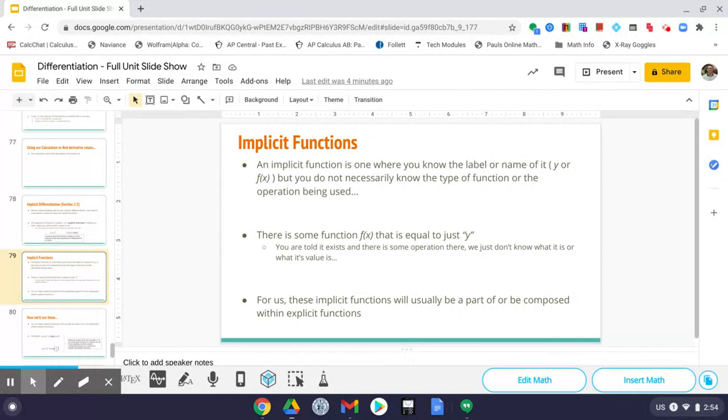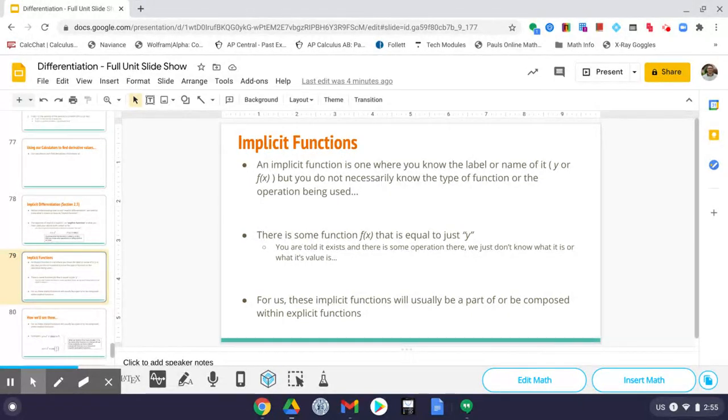So you don't know what the operation that is being done to the input is, right? So I don't know that x is being squared. I don't know that I'm taking the sine of x, or that the exponential function is being used for x, e to the x. All I know is that there's some function y, and it could be any number of those different types of functions that we've worked with. Right? That is an implicitly defined function.